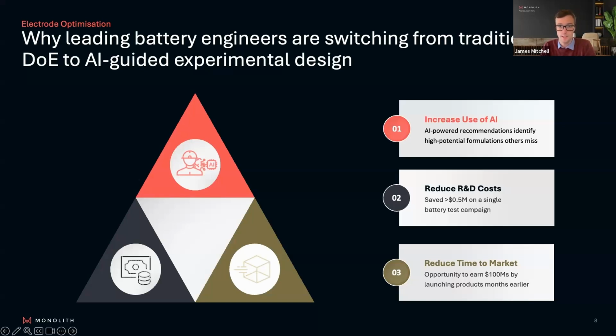And what we can show today is that increasing the use of AI is able to reduce the R&D costs and reduce the time to market. So, for example, on one project, we've been able to take 50% off a customer's time for each loop of iteration of battery chemistry, and we've estimated that saved them around $500,000 on each test campaign. But probably the bigger opportunity is in the time to market piece.